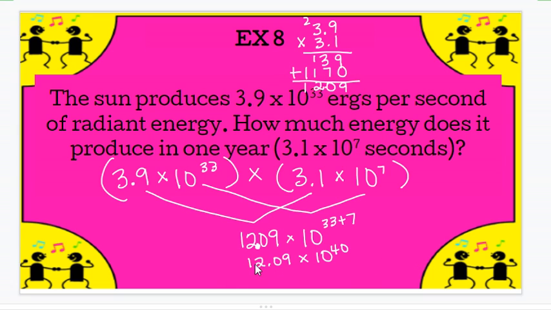Alright, last step is to make sure this is correctly written in scientific notation, and it's not because 12.09 is not between 1 and 10. So I'm going to have to move that decimal 1 place to the left to make it 1.209. And when we go to the left one, we have to add 1 to our exponent. So we get times 10 to the 41st power. So now our final answer is 1.209 times 10 to the 41st power.